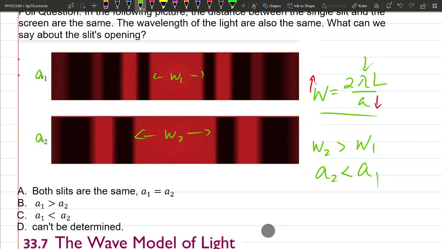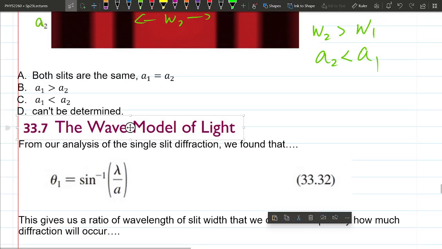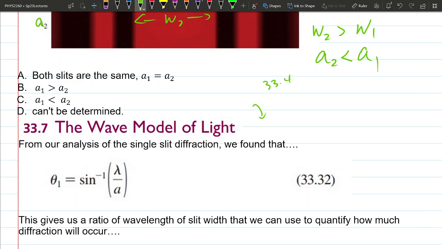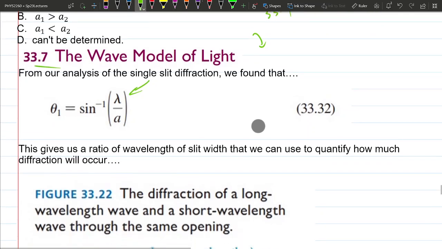What we're going to do is jump. Notice that the previous section was 33.4. We're going to jump to 33.7 and just discuss, when we have these interference patterns, how do we determine whether or not we should be treating light as a wave or a ray. So in the single slit, let's not do that, because I actually skipped that equation.